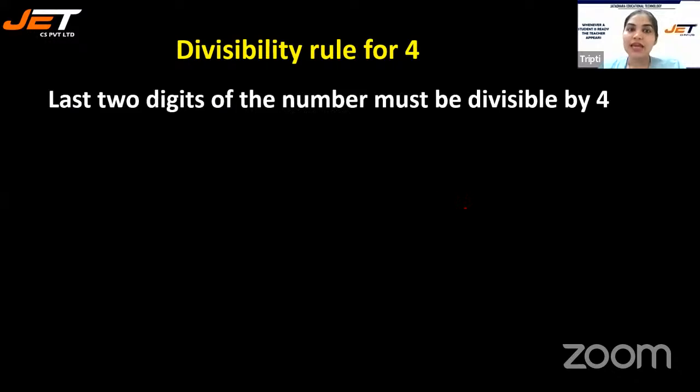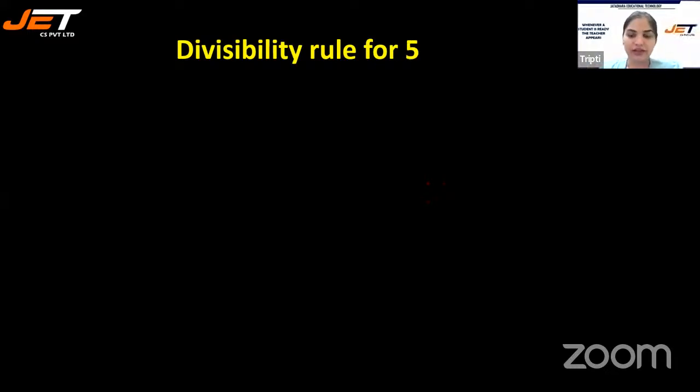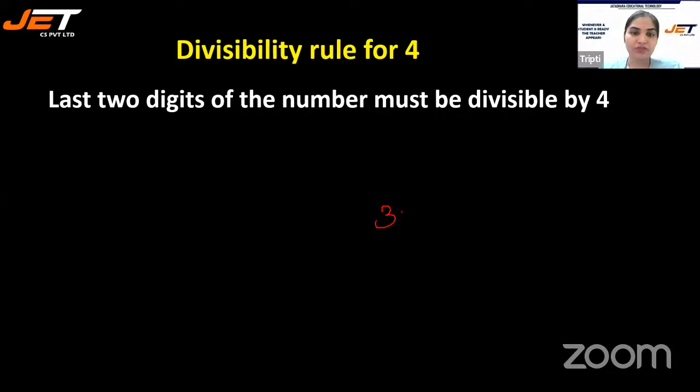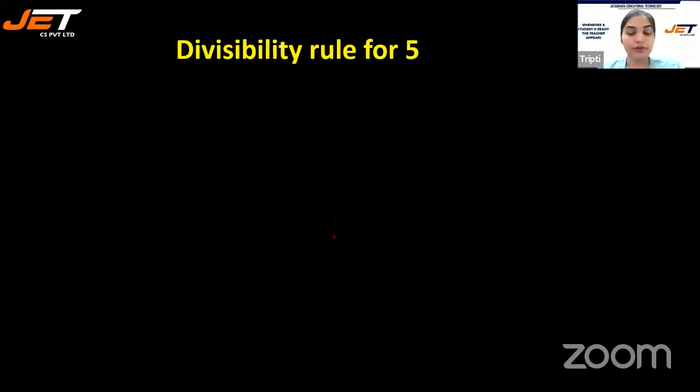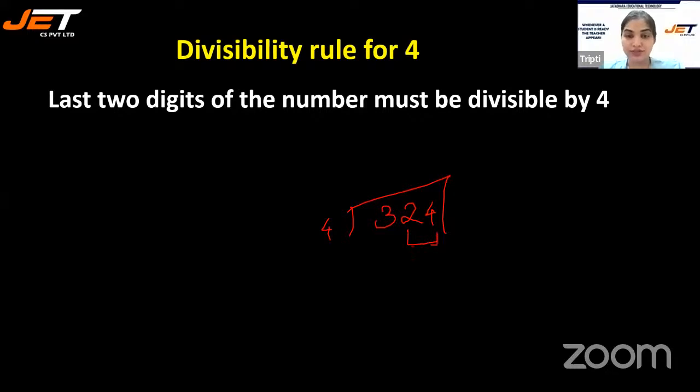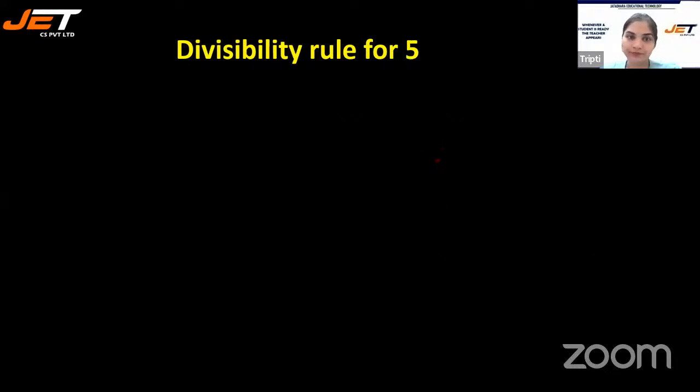Divisibility rule of 4 says that you do not need to check the entire number, whether it is divisible or not. You need to just check the last two digits of the number. Like if the number is 324, you need not check the entire number. What you are supposed to do here is just take the last two digits and see whether the number 24 is divisible by 4 or not. I know it is divisible. I see 24 in the table of 4. 4 times 6 is 24. That means this number is also divisible by 4.